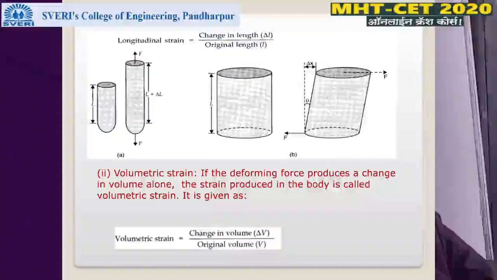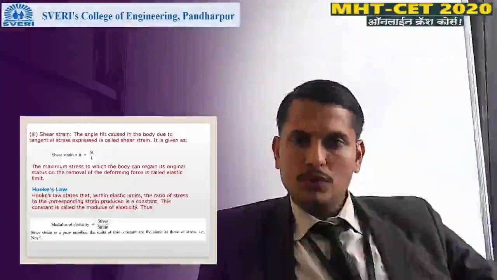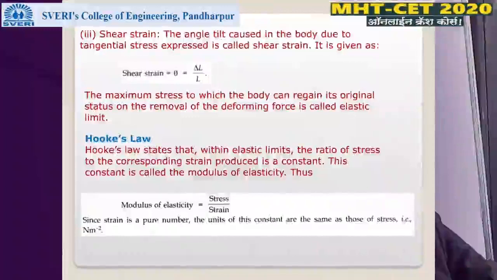So once again we can consider the change as volume alone. So in that case, if there is change in volume alone, then it becomes volumetric strain. Next, if we move to the third point, that is called shear strain. The angle tilt caused in the body due to tangential stress expressed is called shear strain.